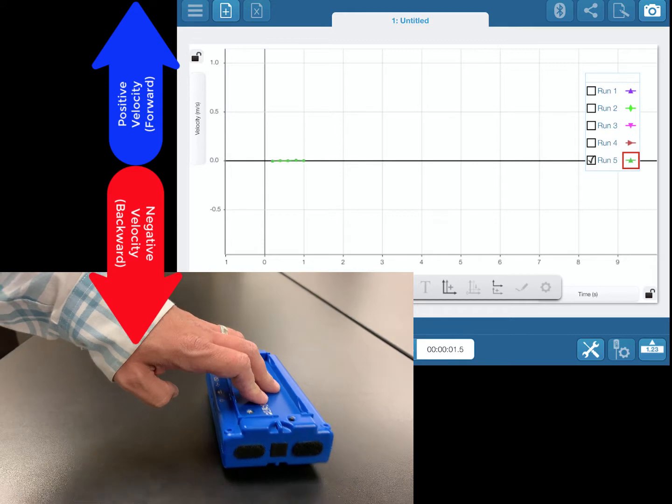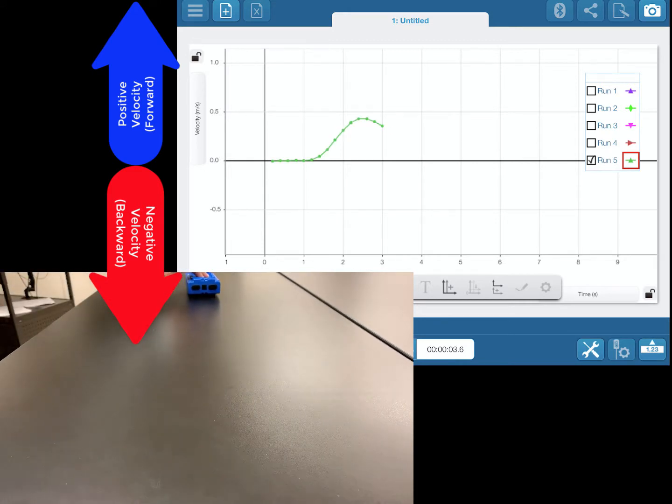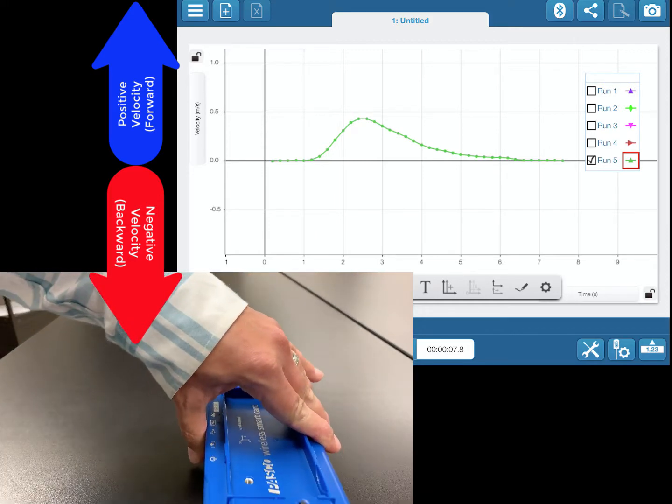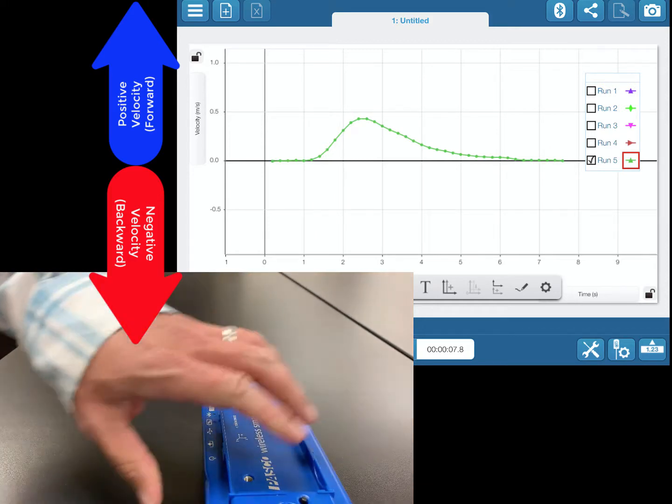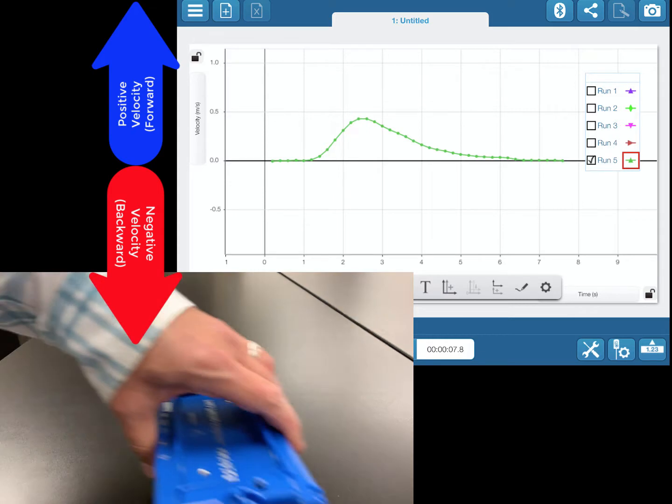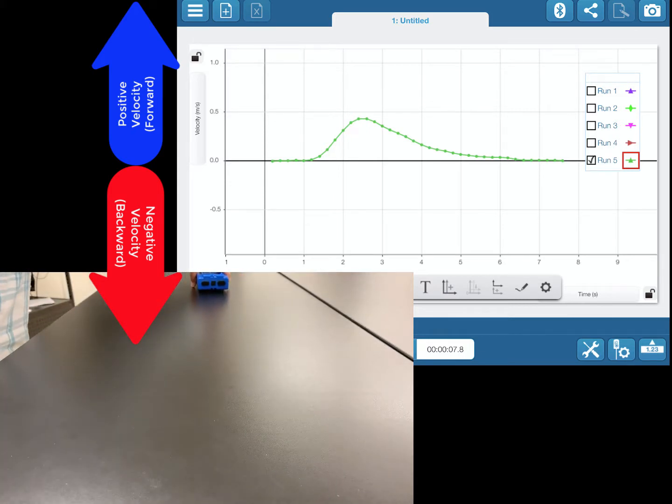So we're going to go forward, and then we're going to slow down back to 0. Okay, now a lot of times when students see a graph that looks like this, they think, oh, it went up and then it turned around and came back. But that's actually not the case. All we did was accelerate and then slow down. Well, I should say we accelerated the whole time, but we sped up and then slowed down.